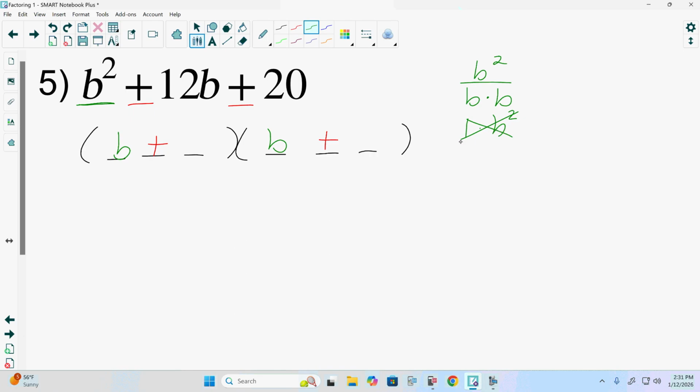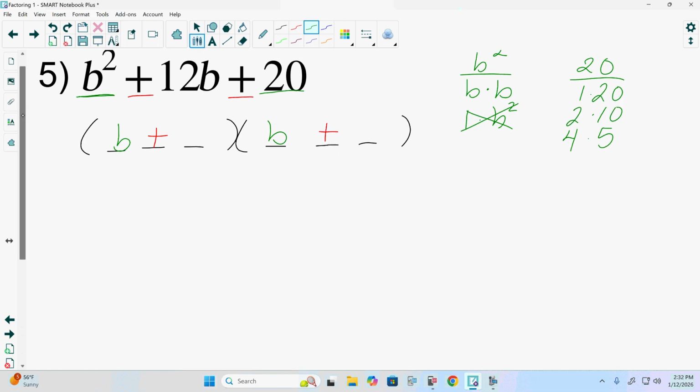Now, the factors of the third term, factors of 20, are 1 and 20, 2 and 10, 4 and 5. 3 is not a factor of 20. One of our ways to check if 3 is a factor is if the sum of the digits is divisible by 3, the number is also. Well, 2 plus 0 is 2. 2 is not divisible by 3, so 20 isn't. 4 is, and then 5.